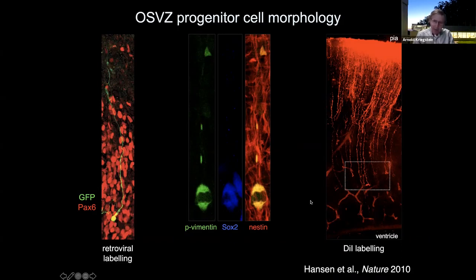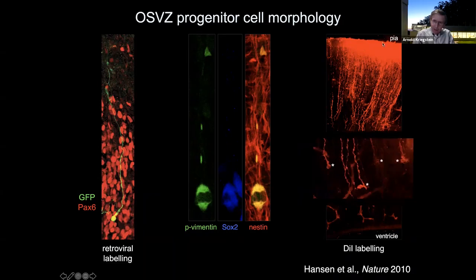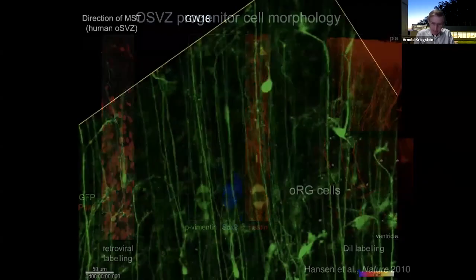And if you backfill cells shown here on the right with dye at the surface of the brain, these cell bodies are stained in the outer subventricular zone, but otherwise look very much like radial glia. So we call them outer subventricular radial glia-like cells, or ORG cells, org cells for short. And they've also more recently been sometimes referred to as basal radial glia.